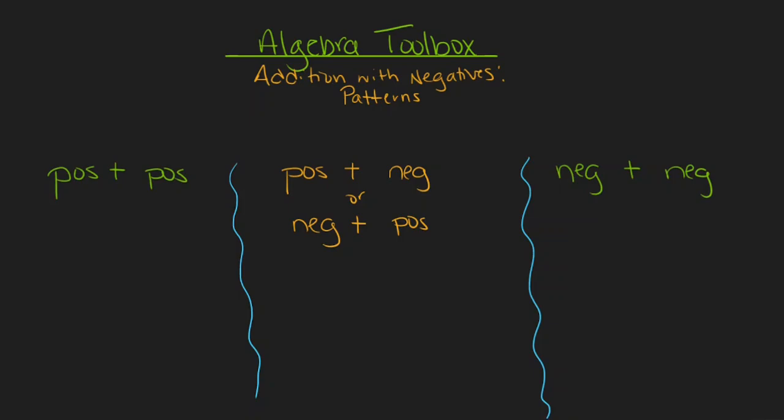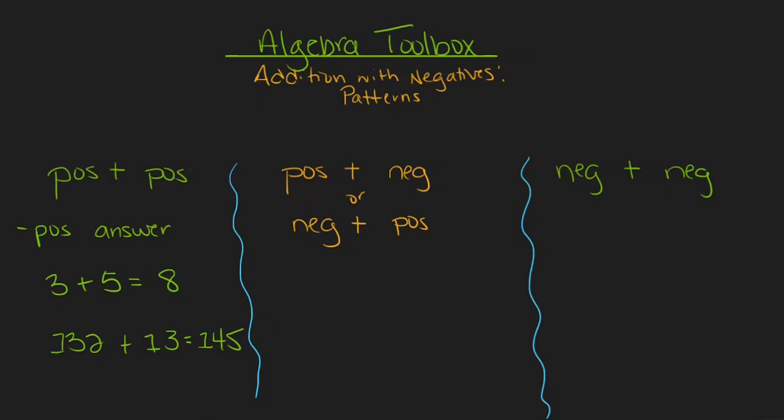Whenever we're adding together two positive numbers, we'll always get a positive answer. So for example, we can think about problems like 3 plus 5, which would give us 8, another positive number. We can also think about things like 132 plus 13, which would give us 145, another positive number. So luckily, this pattern is relatively easy. Two positives added together will give us a positive answer.